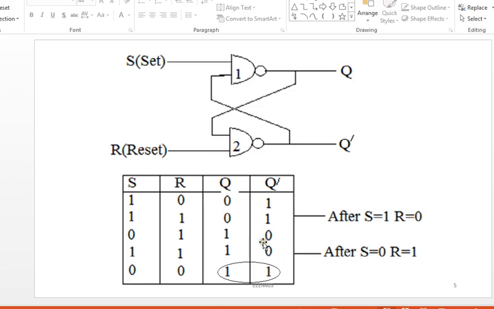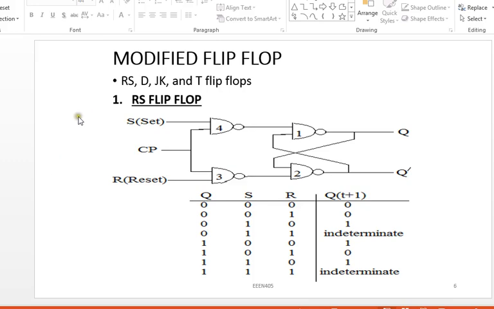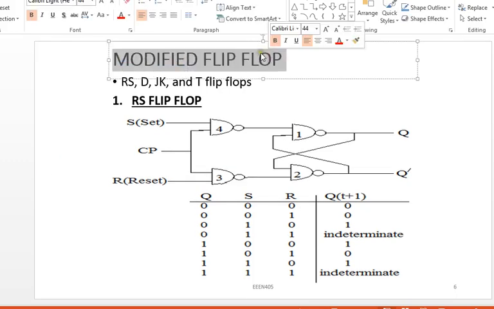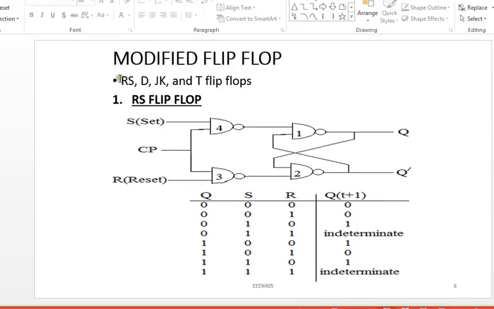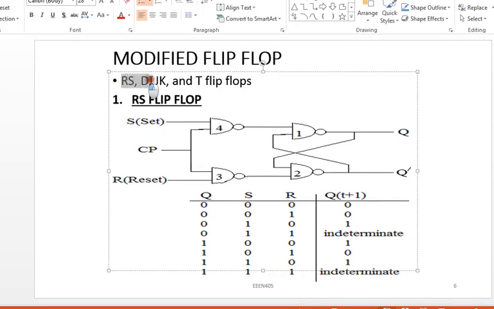That's what I have. Its own shortcoming comes when your set and reset are all zeros, because whenever one of the inputs of this gate 1 and 2 are zeros, automatically the output should be 1s, and this is not acceptable because the Q and its complement can never be the same. So it is based on this shortcoming of these basic flip-flops that modified versions of the flip-flops were developed, and these include RS flip-flop, D flip-flop, JK, and the T flip-flop.